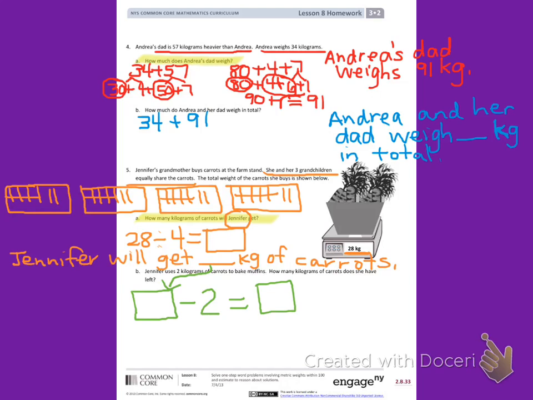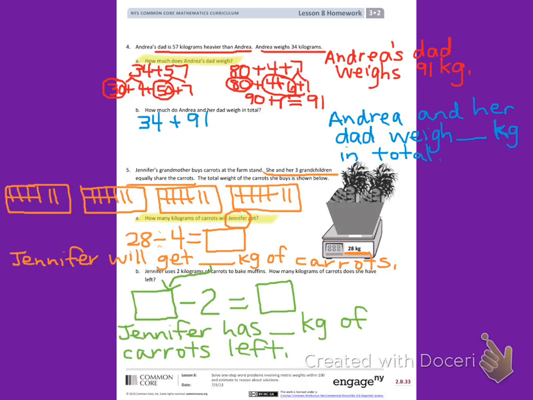How many kilograms of carrots does she have left? Jennifer has blank kilograms of carrots left. Remember, when we're subtracting, we're counting backwards. When we subtract, we end up with a smaller number. We get less.